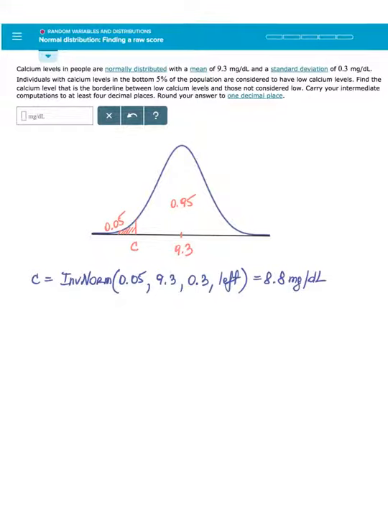This lesson will be focusing on finding a raw score when we work with normal distributions.